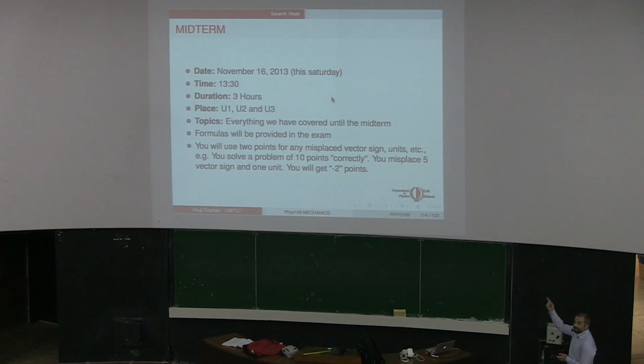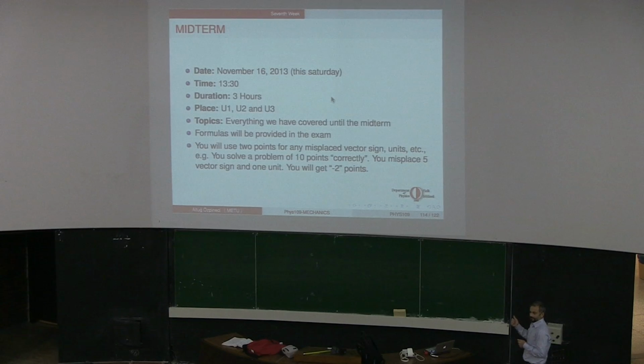In particular, there's an example over there. For example, if you solve a question of 10 points correctly, in the sense that you get a number that matches the correct number, but you have missed 5 vector signs and 1 unit in your solution, you will lose 12 points, so you will get minus 2 points from that question. So it will deduct points from the other questions.